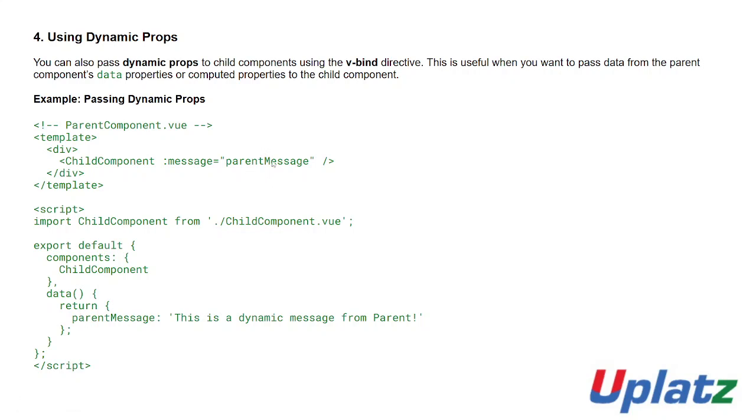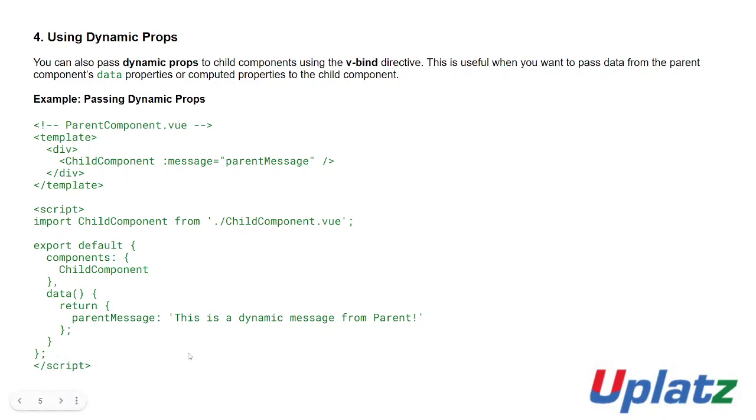It is used here. Otherwise, without using the colon, it will show parent message literally, the text "parent message". But in this case, it will show the dynamic message from parent. So you can send it dynamically this way.